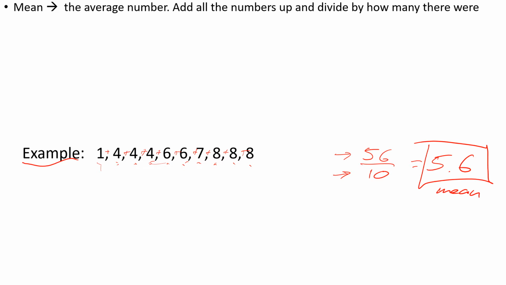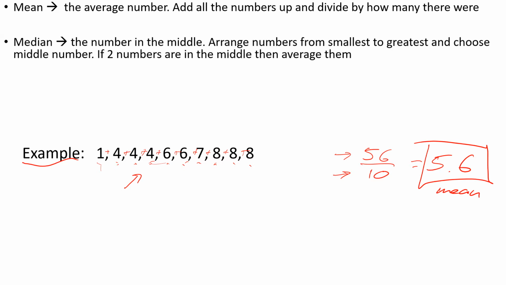So that's one way that we can say the average person got a 5.6 on this IB test. So that's one way that we can look at it. The next thing that we can do is we can look at what is called the median.